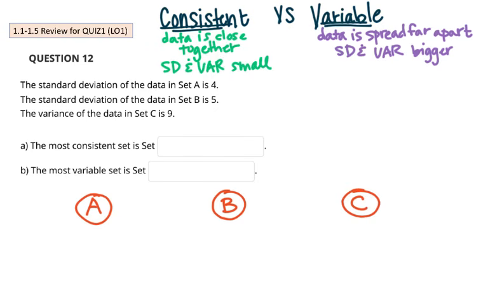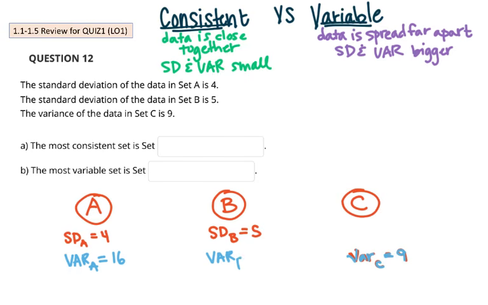There's 3 different sets. Now notice they gave us the standard deviation of A and B, but then they gave us the variance of C. And you always have to compare same with same. So let's find the variance of A, which is the standard deviation squared. The variance of B is the standard deviation squared, 25. And the standard deviation of C, which wasn't given, is going to be the square root of the variance, which in this case is 3.